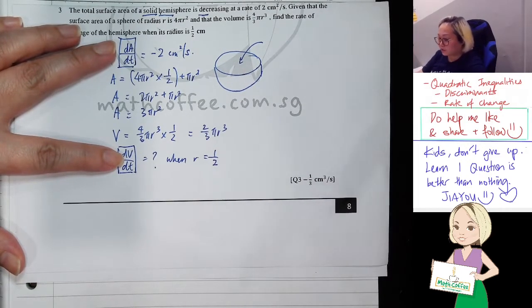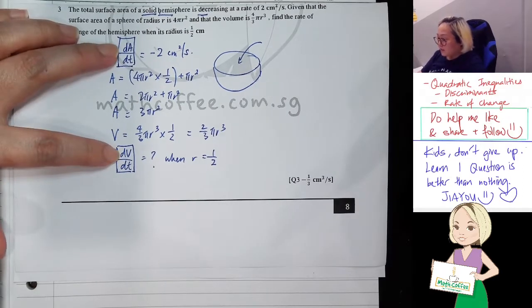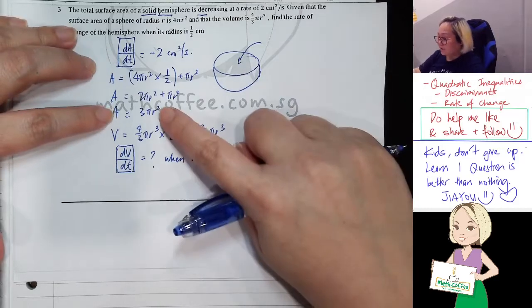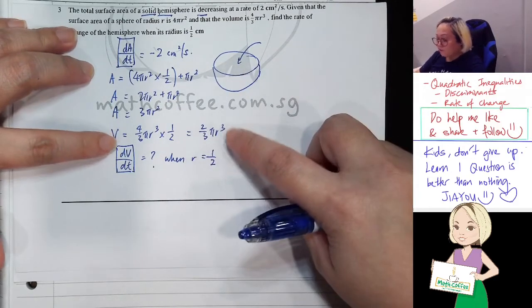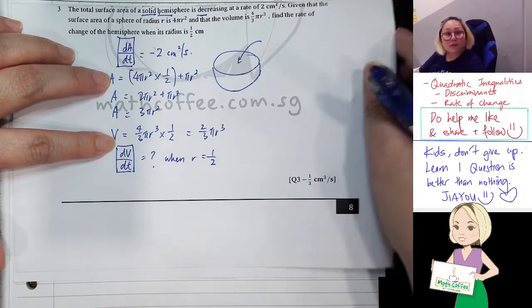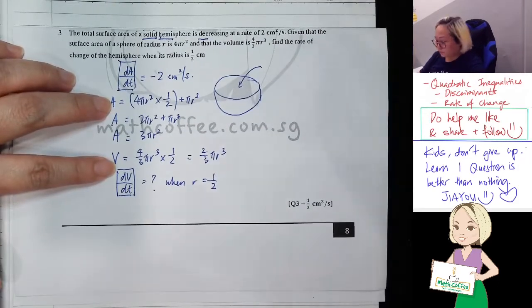Thank you very much. So, V in terms of A or A in terms of V. But the bad news is, I only have A in terms of R or V in terms of R. So, what do we do? Okay, so what do we do?